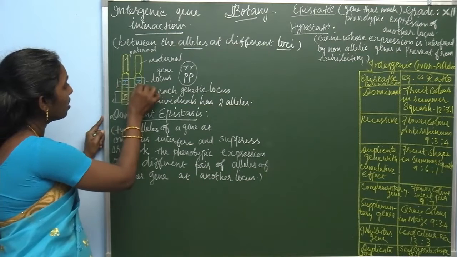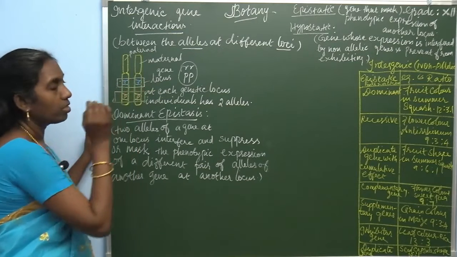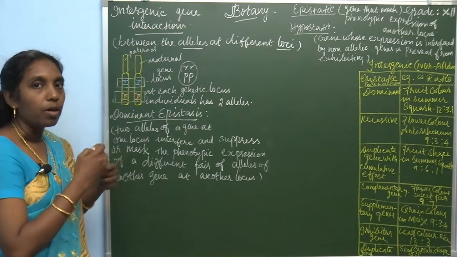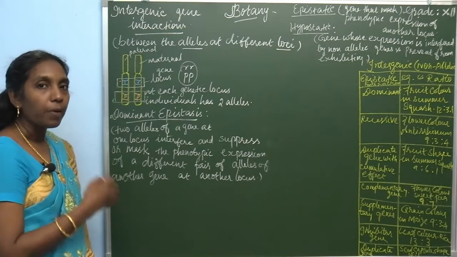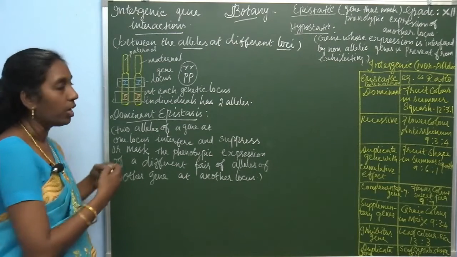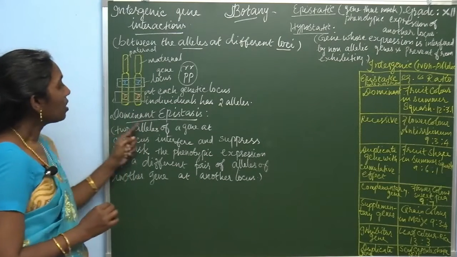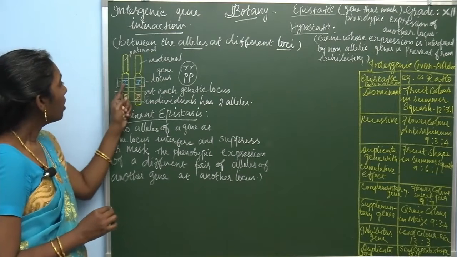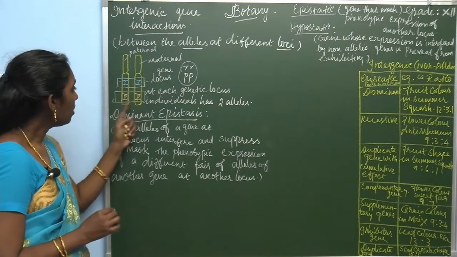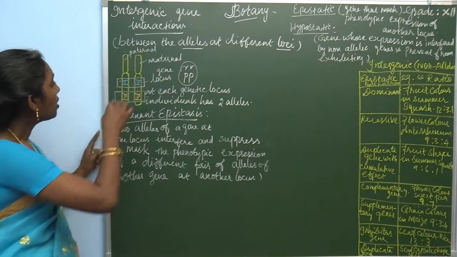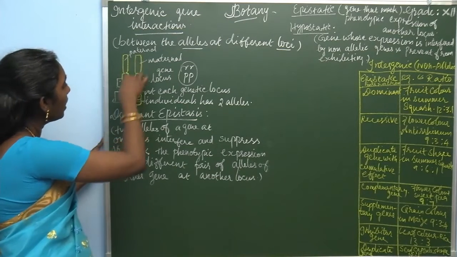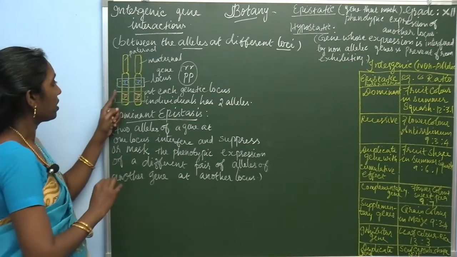This is one gene, this is one gene, which get together as a pair. So this pair of genes are known as alleles. So what is dominant epistasis? The two alleles, this is one allele, this is another allele. Two alleles of a gene at one locus interfere and suppress.